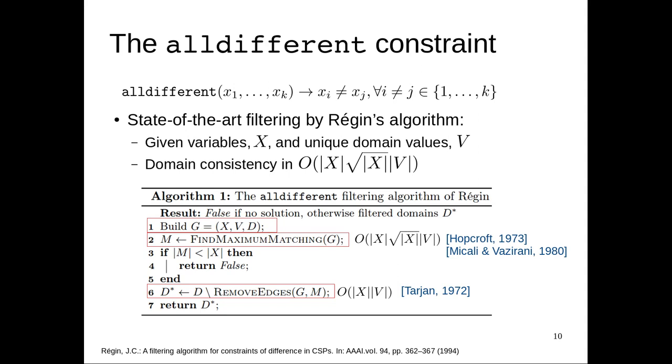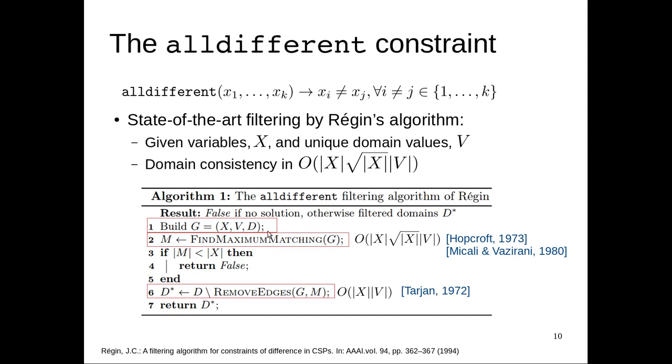All right, let's talk about the all different constraint. So all different over a scope of variables, as I'm sure most of you know, requires that those variables take on different values. State-of-the-art filtering is given by Regin's algorithm, which, given variables x and unique domain values v, gives domain consistency on the order of this expression here.